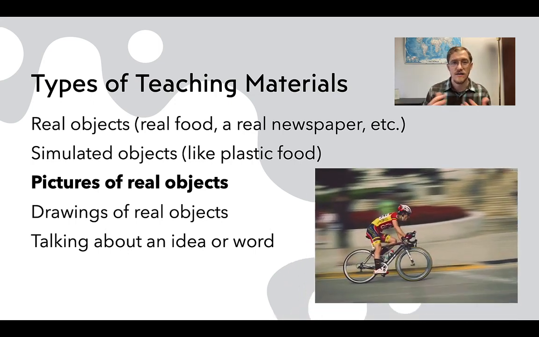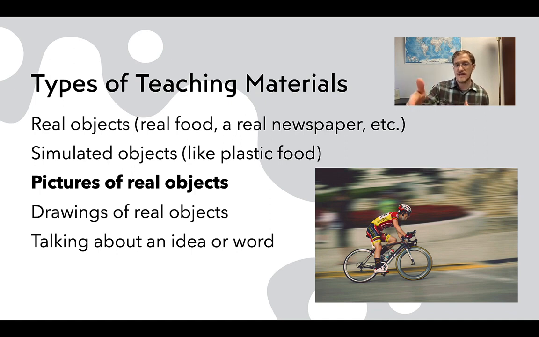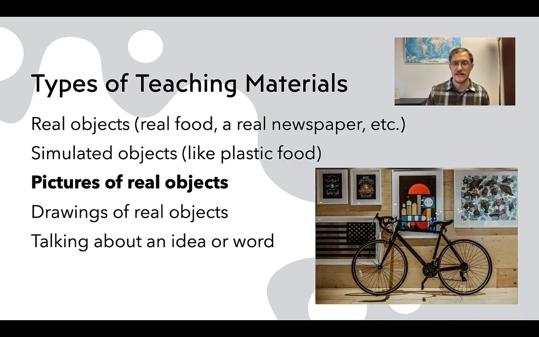And then if you have other pictures of the same thing, this is a bicycle. The man is riding the bicycle. He is riding fast. This is a bicycle. This is a black bicycle. Notice how I have multiple pictures of the same thing. If you can do that, it's really helpful.